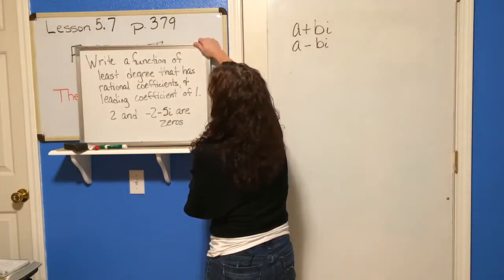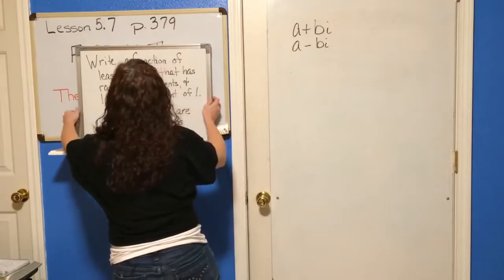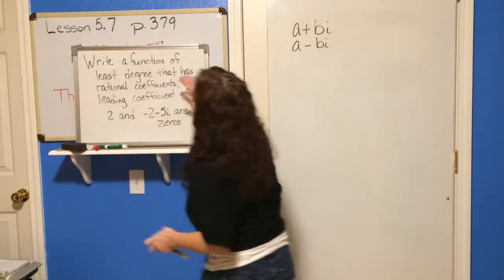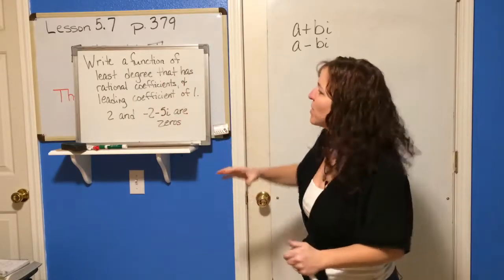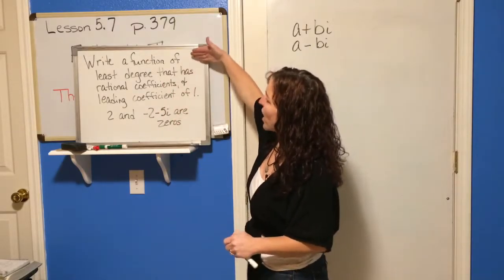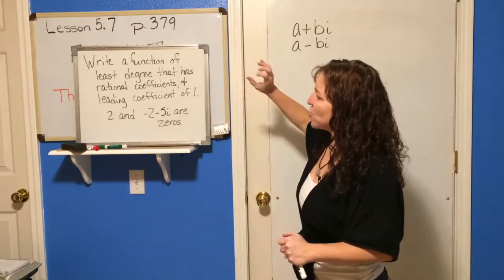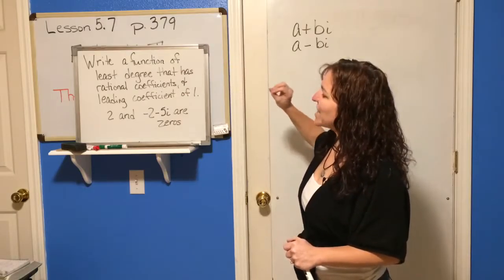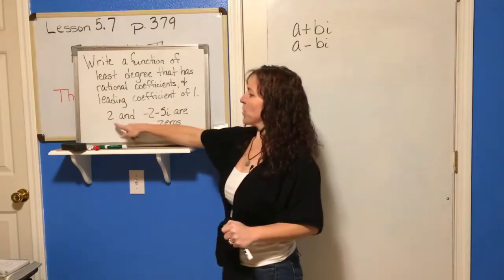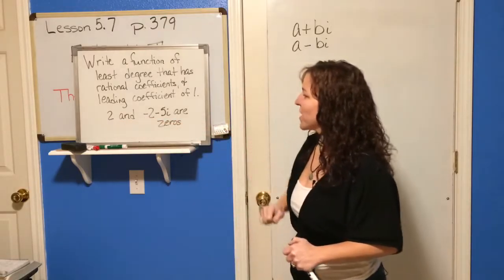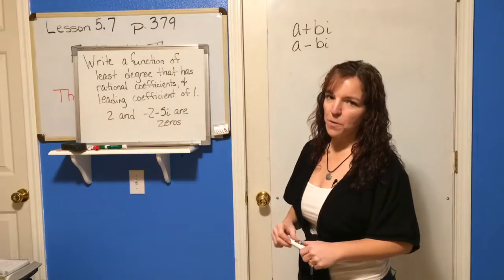You can do it. Here we go. So I want you to write a function of least degree. This means you're not going to add more, just do the very minimum that you can do with what I give you. Write a function of least degree that has rational coefficients and a leading coefficient of 1. And I've given you two zeros: 2 and negative 2 minus 5i are two of the zeros.